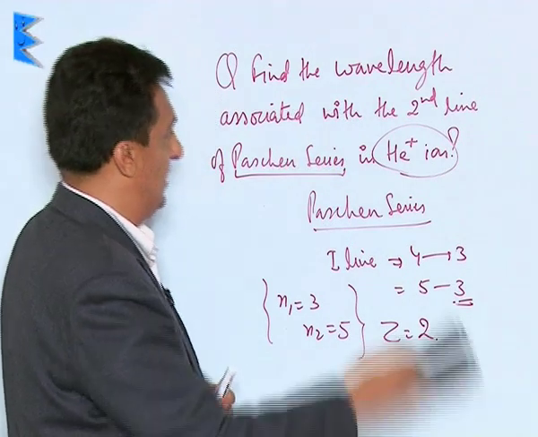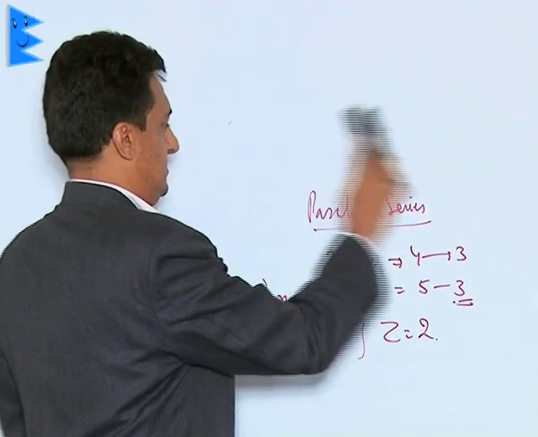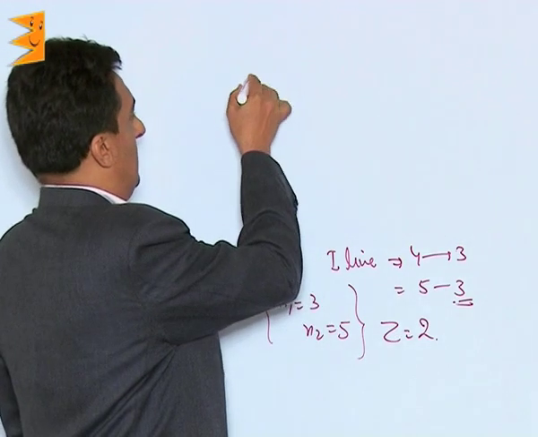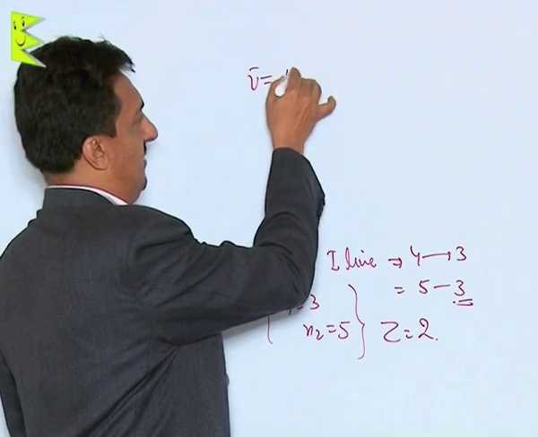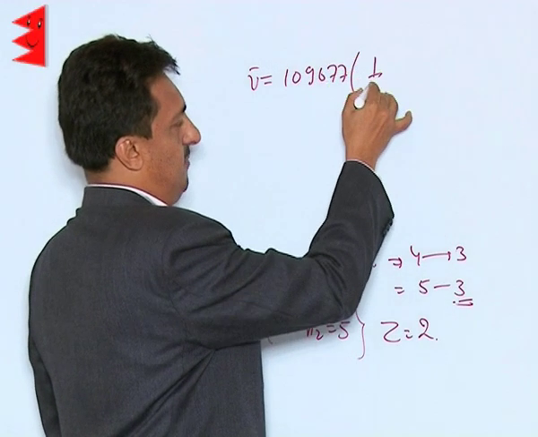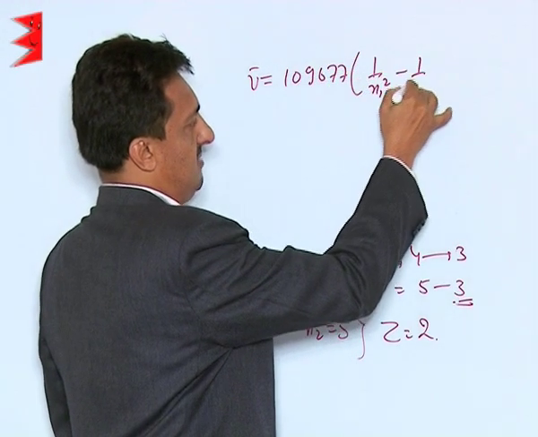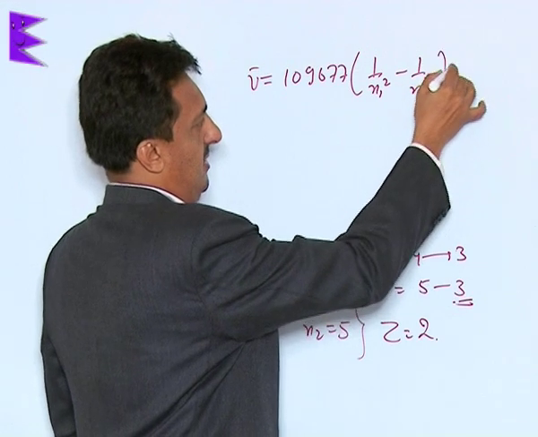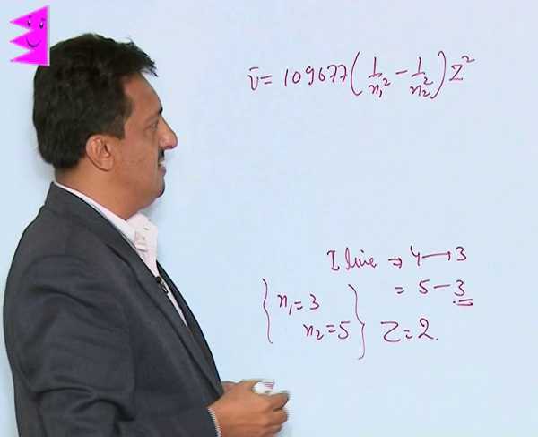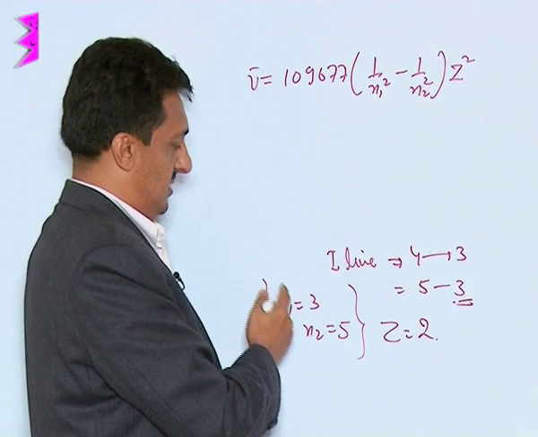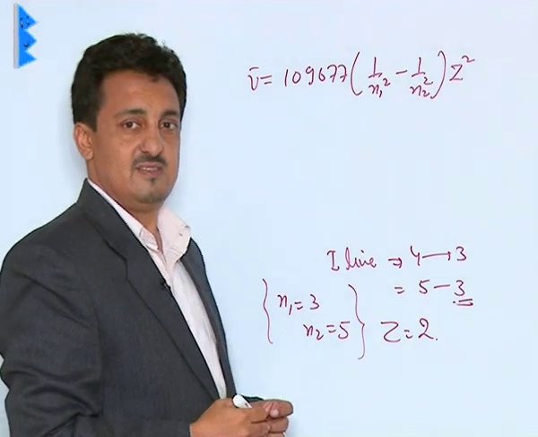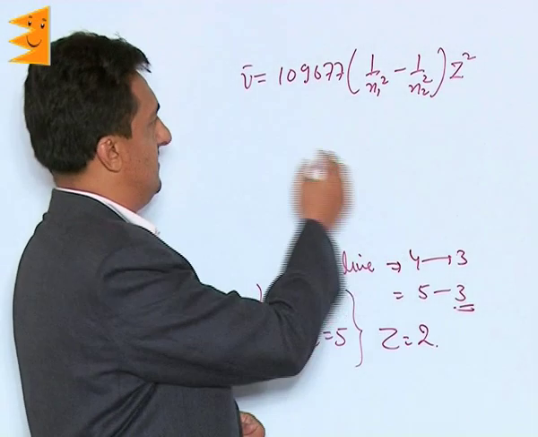We know the formula. The formula is the wave number equals 109,677, the Rydberg's constant, times 1 upon N1 square minus 1 upon N2 square, and Z square we have at the end of this. So we will use these values in order to find out the answer. Now let us put the values here.